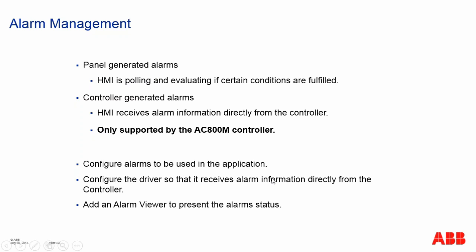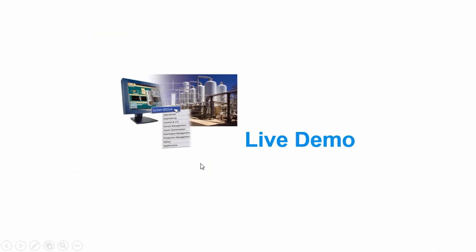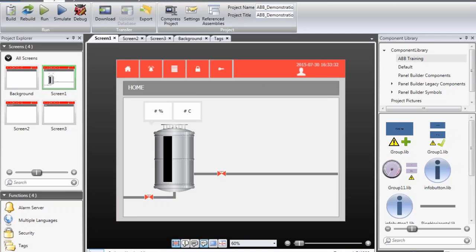So what we'll do now is configure alarms in the application. We will first configure panel-generated alarms, then we will configure controller-generated alarms, and we will also add an alarm viewer to present the alarm status for the operator. So in this case, we start with the panel-generated alarm. Select alarm server.